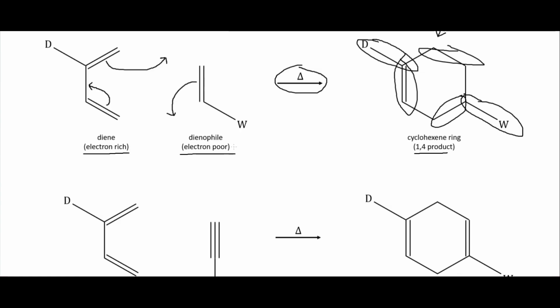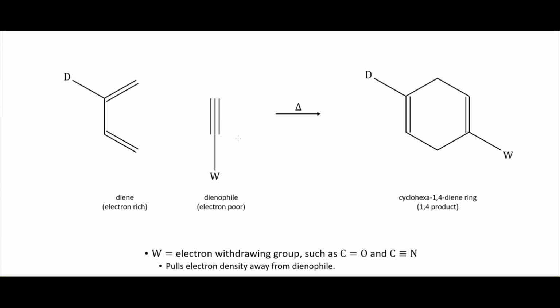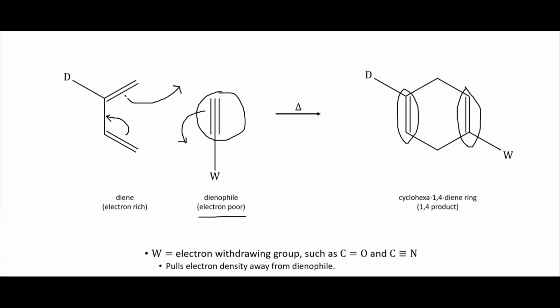We can also do this when we have an alkyne, so that would be our dienophile with the alkyne right here, where again this is going to come over here, this comes over here, will form that sigma bond, this pi bond moves over there, and so we end up with that pi bond right there, and we still have a pi bond right here because we are only using one of the pi bonds in our alkyne.